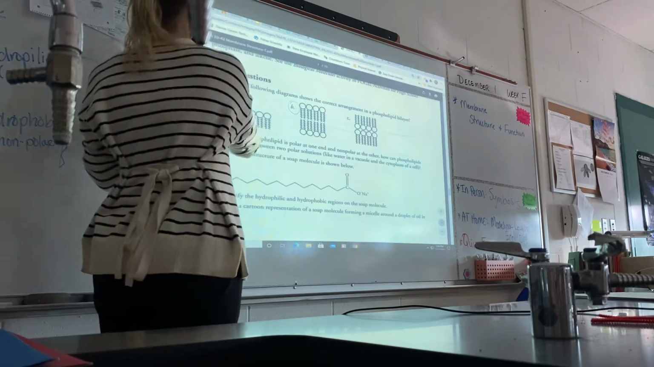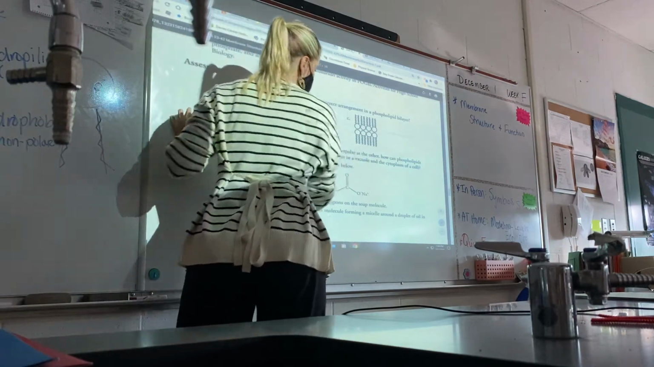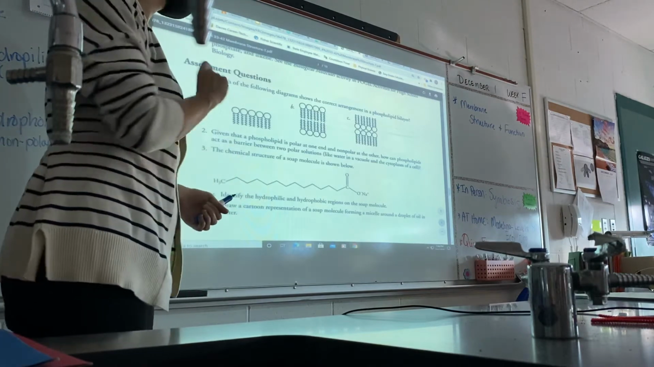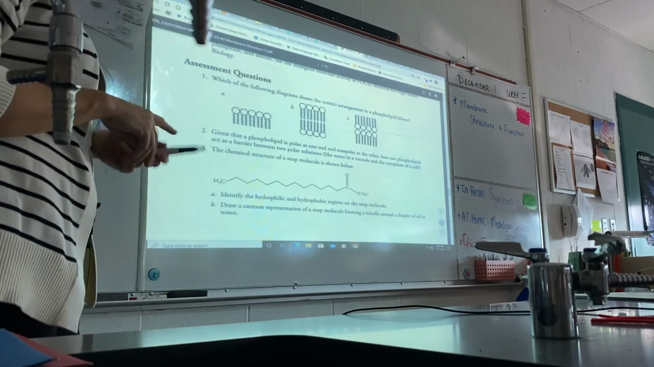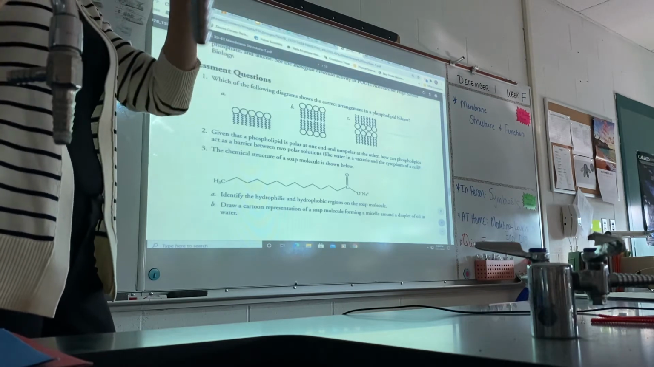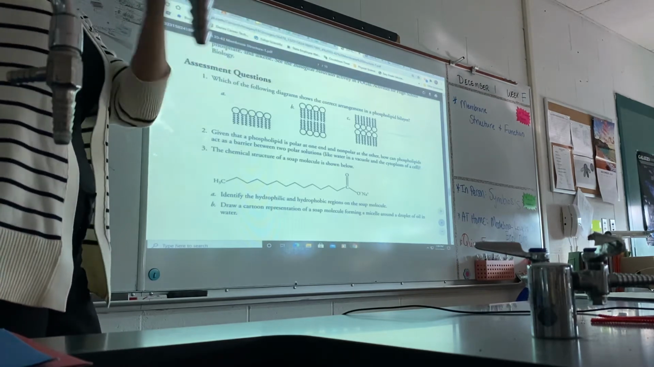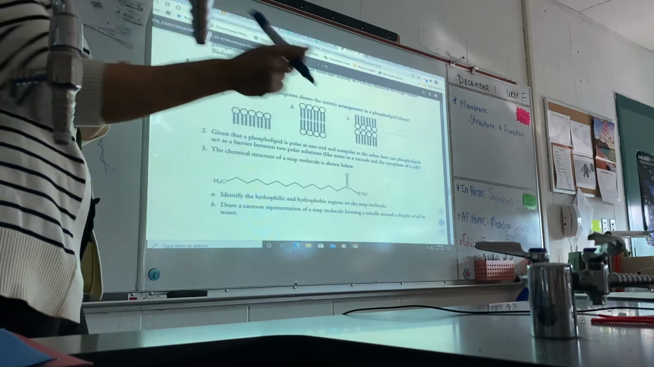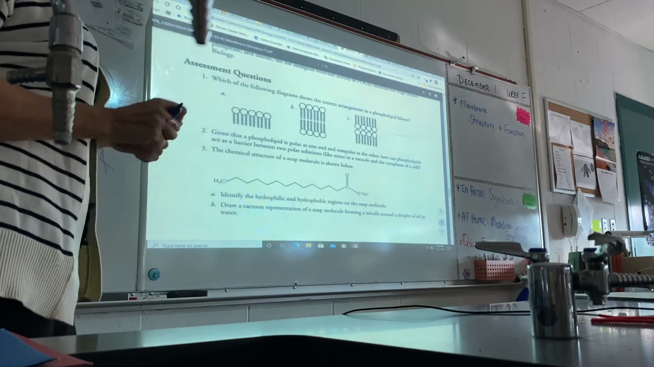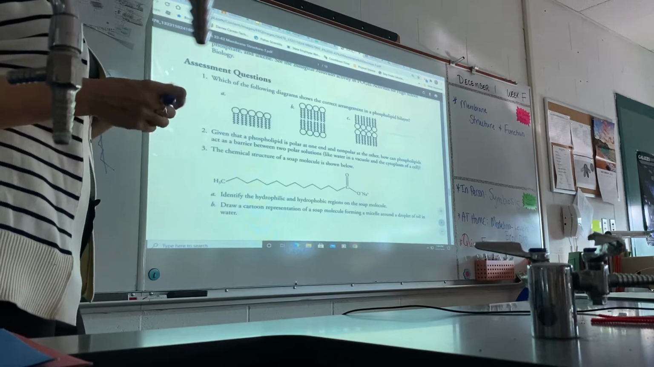Okay, so now that we've talked about some of the overall structure of the phospholipid bilayer or membranes, we're going to look at how the structure allows it to do its function, right? So there's that theme again of how the structure determines the function or allows the function. Do you guys remember what some of the functions are of a cell membrane or plasma membrane?